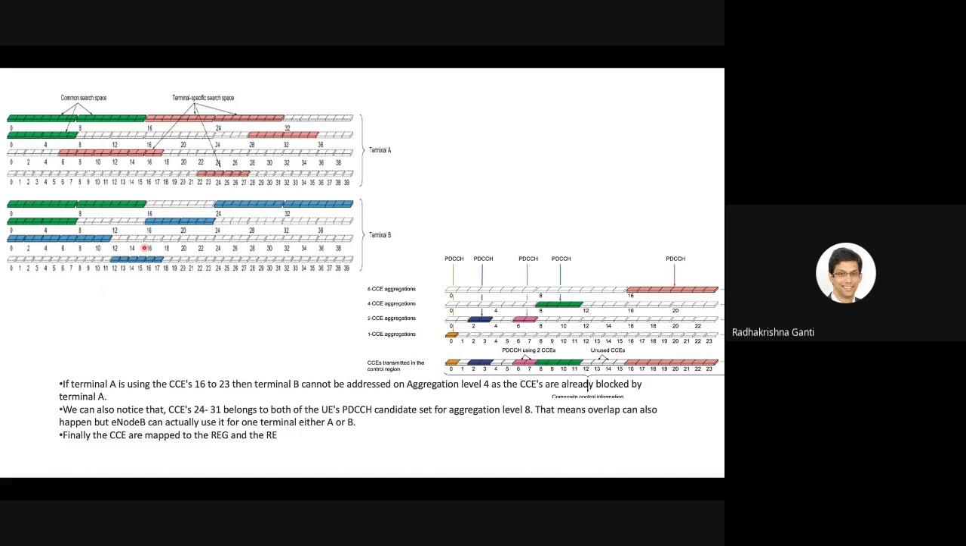So you understand now. For example, terminal A and terminal B are there now. The number of aggregation levels that you can pack is limited because these search spaces have to be shared across multiple aggregation levels and multiple terminals, multiple UEs. So if you use an aggregation level 4 for one terminal which is far away, then it restricts the usage of aggregation level 1 and aggregation level 2 for some other user.